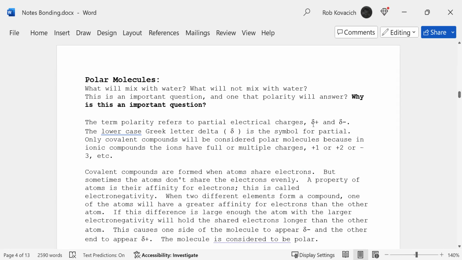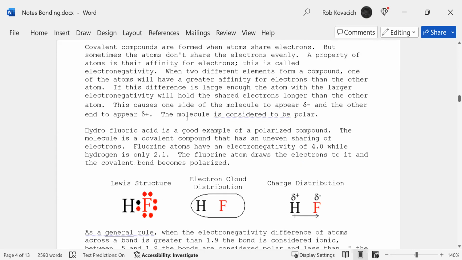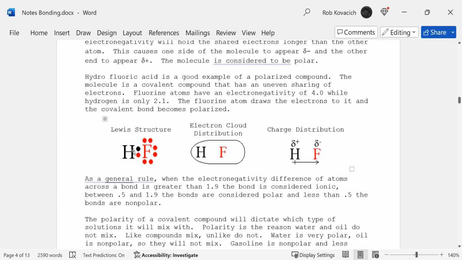So this little symbol here is the lowercase Greek letter delta, and in chemistry it means partial. It also means partial in math. So partial positive and partial negative. That's how we dictate if a bond's going to be polar in nature. Okay, so again, the bonds have to be covalent. They have to be sharing electrons. And what we're doing is we're unevenly sharing electrons. So the classic example is fluorine or hydrofluoric acid. So this is an H with its 1 electron and an F with its 7 electrons. And so they're sharing these 2 electrons between them.